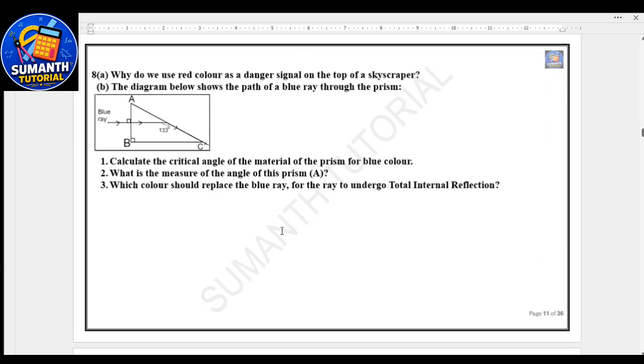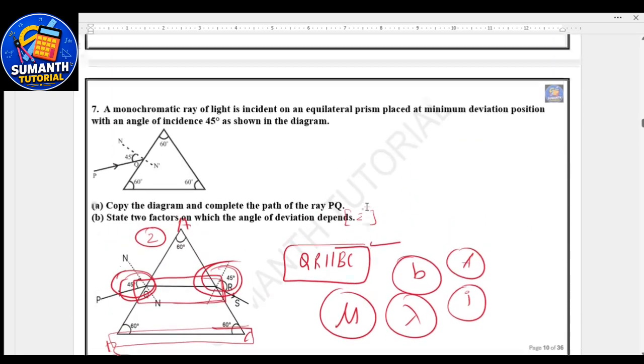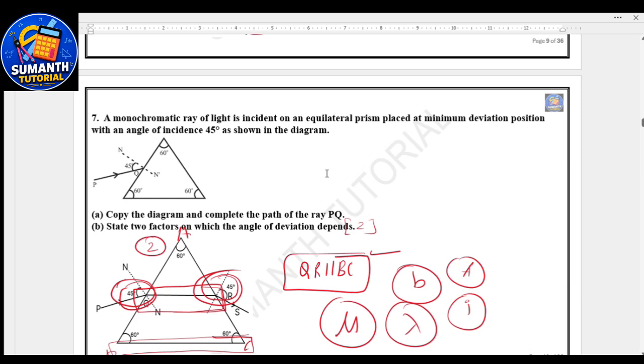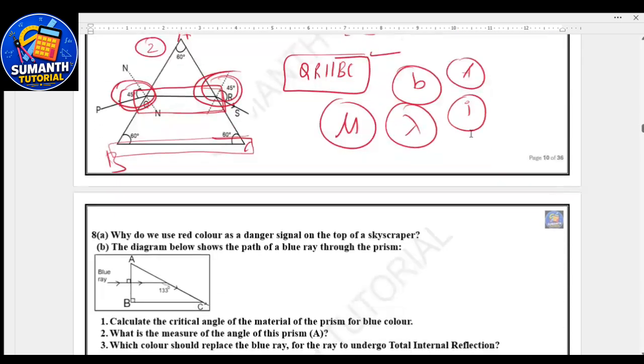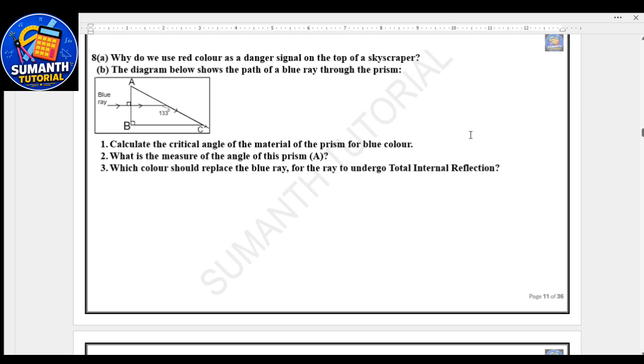See here, the important one. Previously did I mention which year this question was asked? No, sorry. Okay, this question was asked in 2024. Now we will go to the next question. That is, why do we use red color as a danger signal on the top of the skyscrapers? Here they have specified skyscrapers. They may use any other word, but follow this one. Why do we use red color for the danger signal?